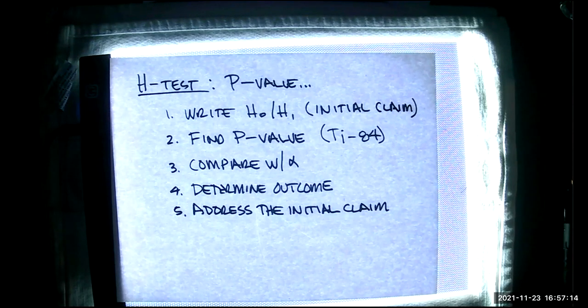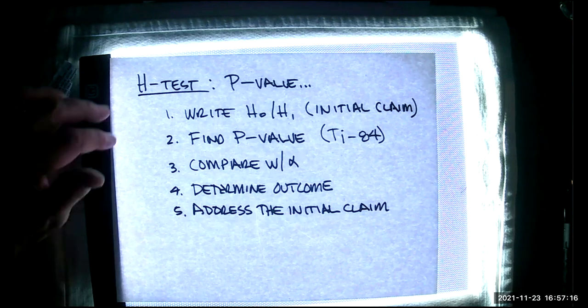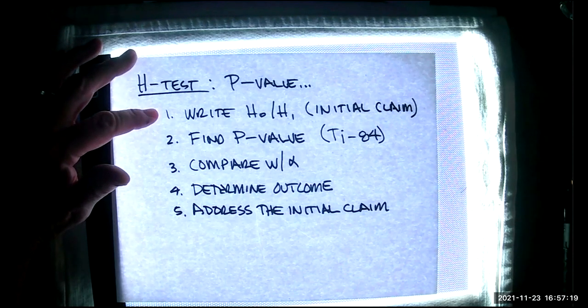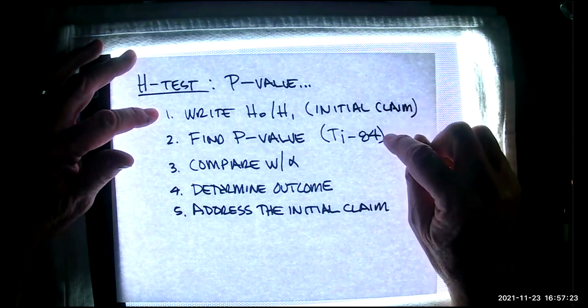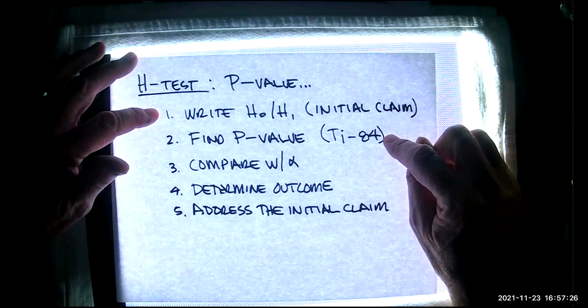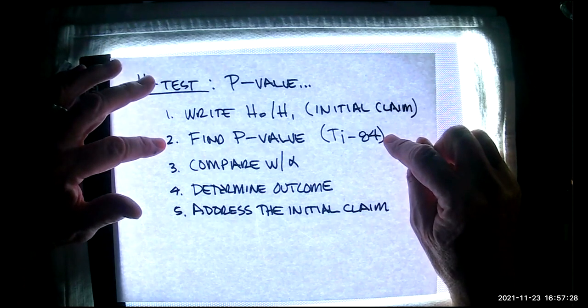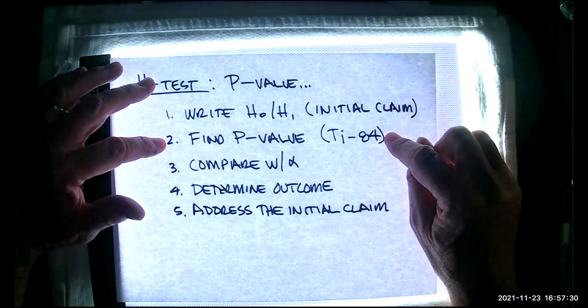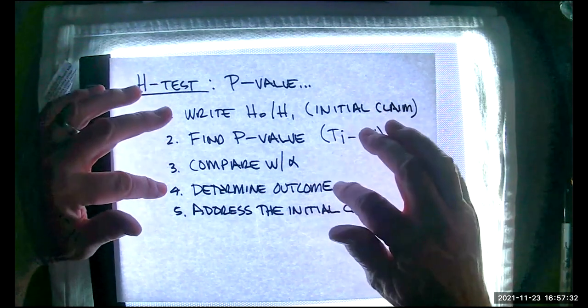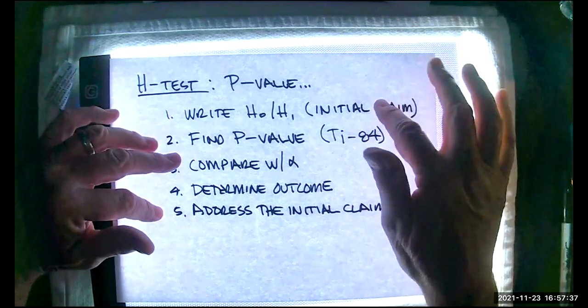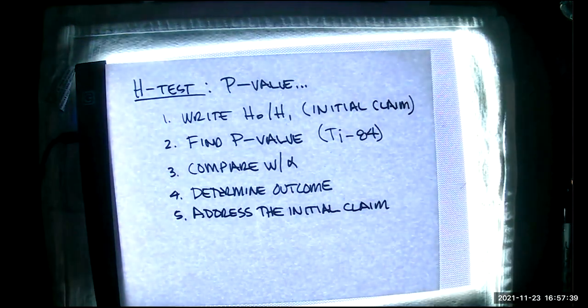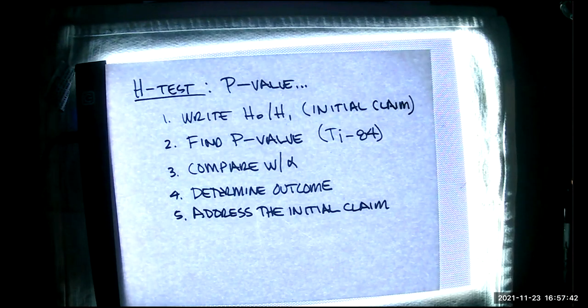The challenges students will face is making sure they have the correct hypotheses because they've got to address the initial claim, and they'll also need it here when they get to the TI-84. That will go ahead and get you your p-value, but you've got to use the right tool. You can then compare that with alpha to determine the outcome, reject or fail to reject. Then you can circle back around and pick up that initial claim. So that's where we're going to pick it up tomorrow. I'm going to stop my recording.